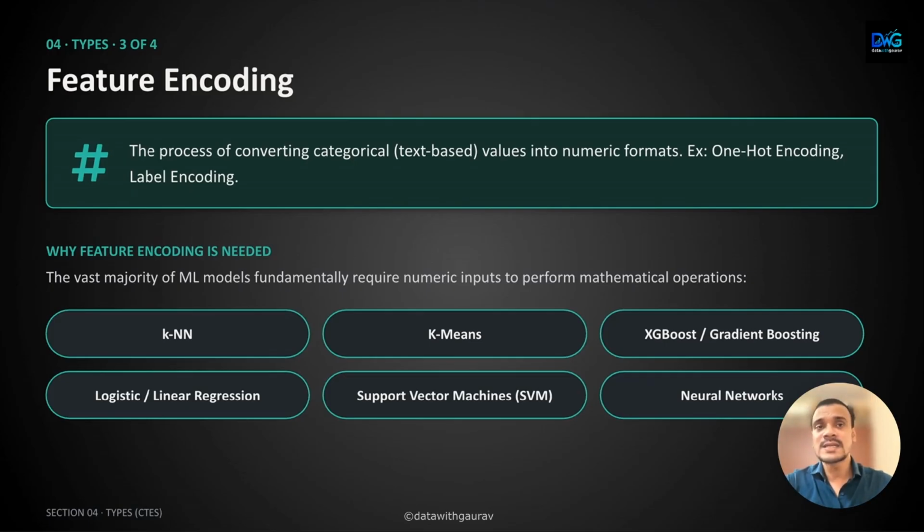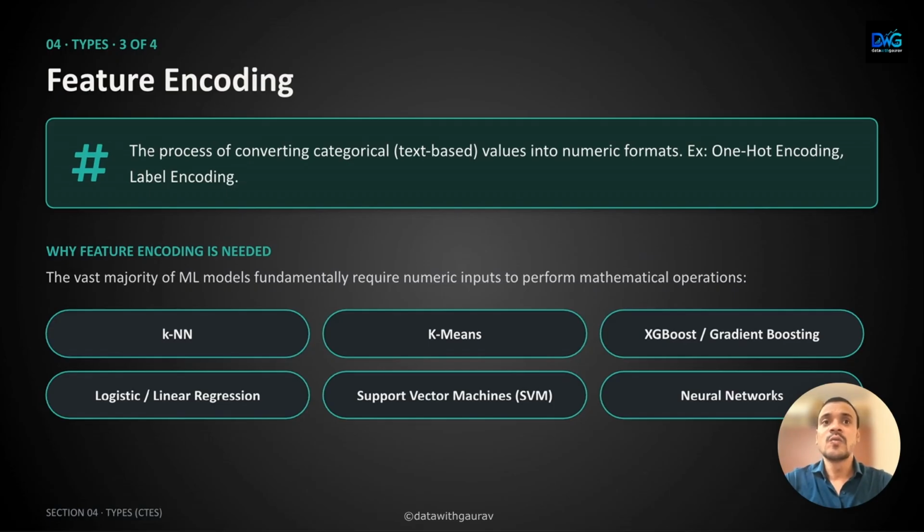Algorithms such as k nearest neighbor, k means clustering, logistic regression, linear regression, SVM, XGBoost, gradient boosting, and neural networks all expect their inputs to be numerical. So that's where feature encoding comes in. Feature encoding is basically a process of converting categorical variables into numerical representations so that machine learning models can understand and process them. There are several encoding techniques, but two of the most commonly used in the industry are label encoding and one hot encoding.